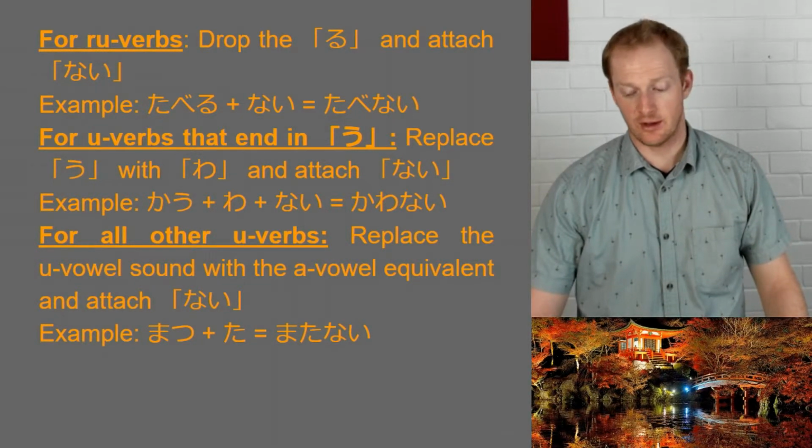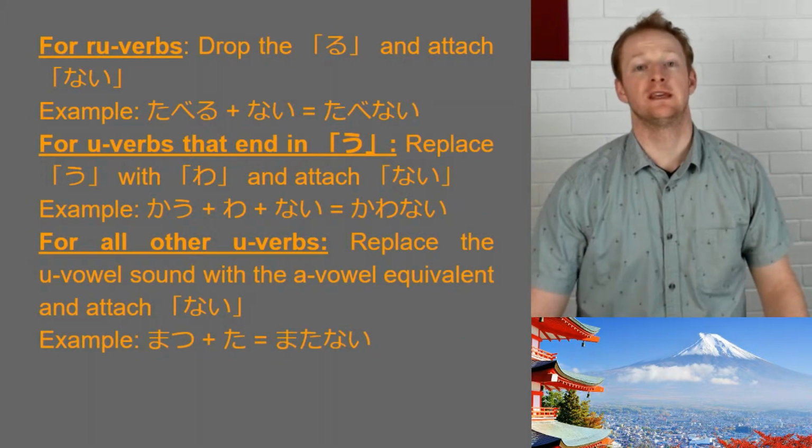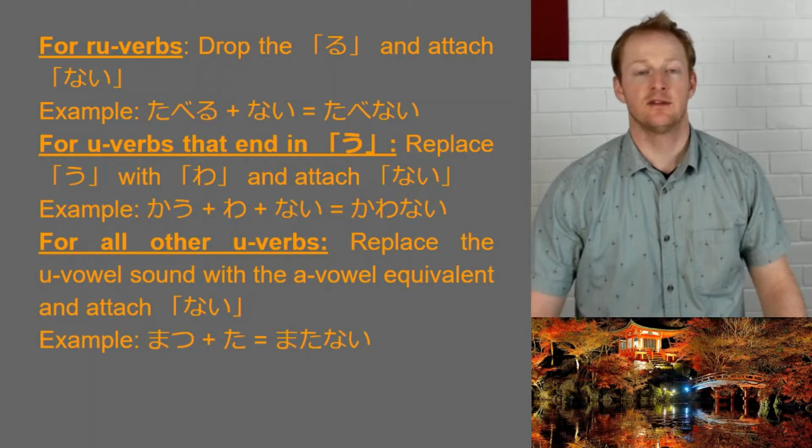So let's take another example. Another example we could use would be kiku. The a vowel equivalent of this is ka, so it would be kikanai, for don't listen.